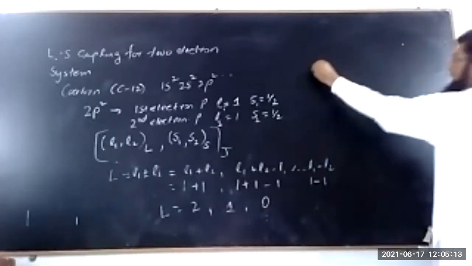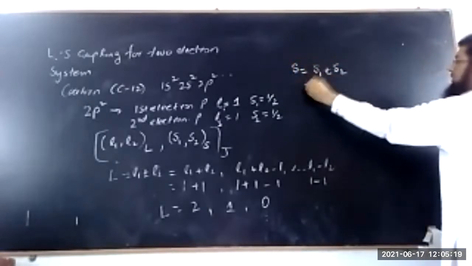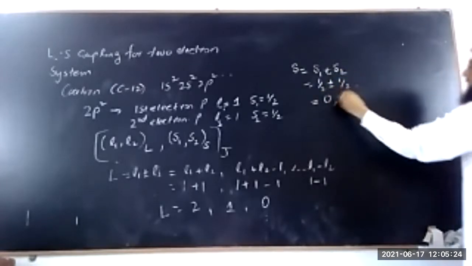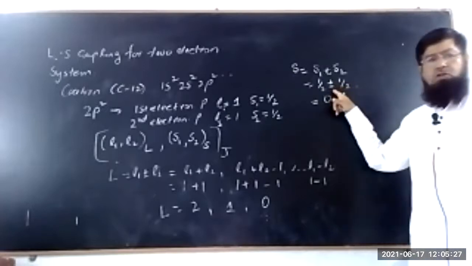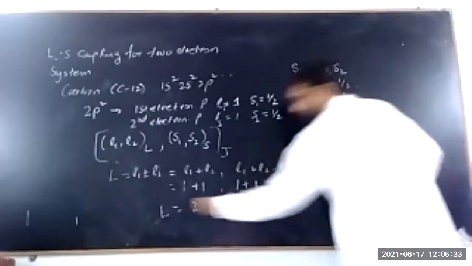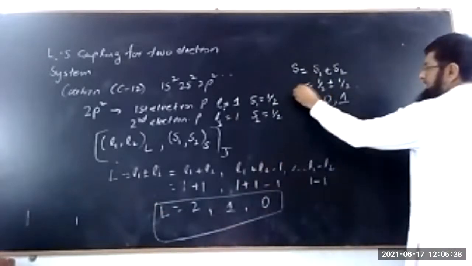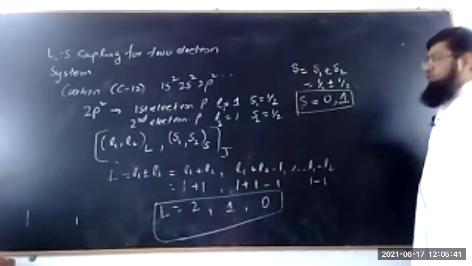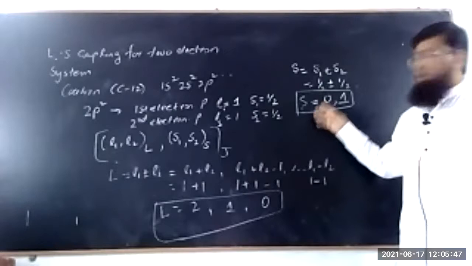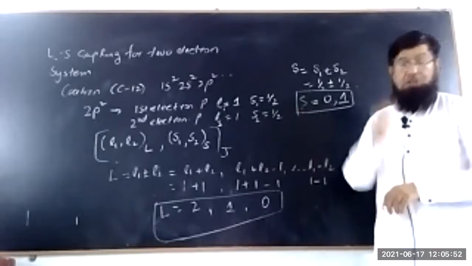Similarly, spin S1 is combined with the spin S2 and gives you the total spin, which is equal to 1 by 2 plus minus 1 by 2. This gives you either 0 or 1. When we subtract, it gives you 0. When we add, it gives you 1. So L has these values and S is this. So we have 3 values of L and 2 values of the spin. Now we have to combine these values to get the total J.